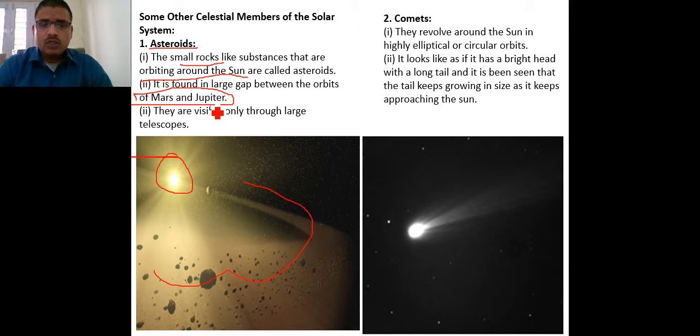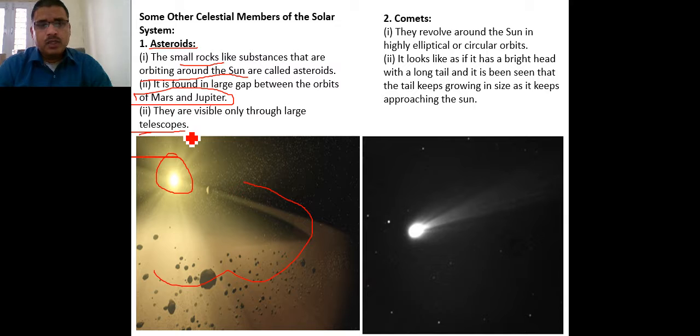Now this question can also be asked: where are the asteroids found? The answer is, they are found in between the Mars and Jupiter space. They are visible only through a large telescope.